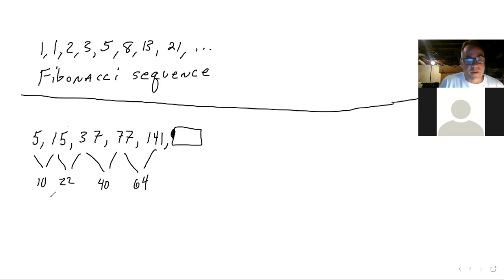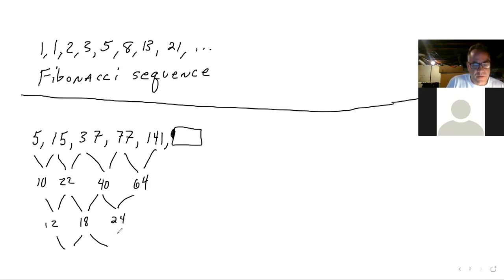And what I'm going to do from there is do it again with these. Ultimately, what I'm looking for is either a row of all the same number, common differences, or a pattern that I can clearly see, like going 1, 2, 3, 4. So continuing on, 22 minus 10 would be 12. 40 minus 22 would be 18. And 64 minus 40 would be 24.